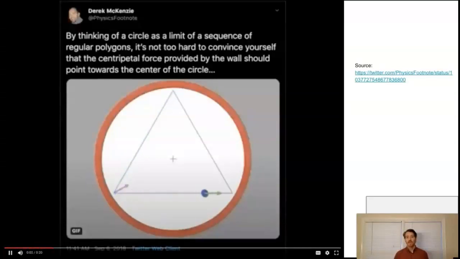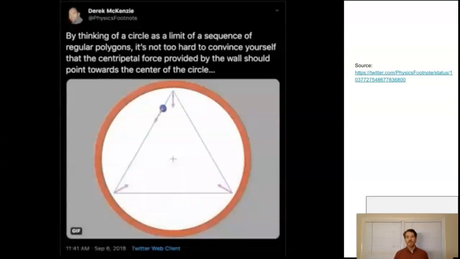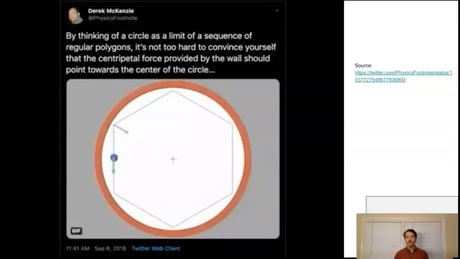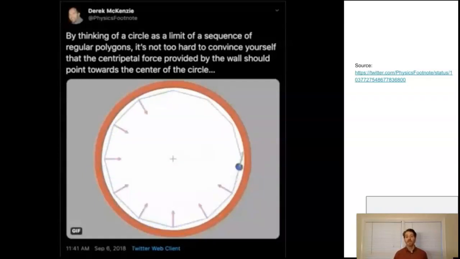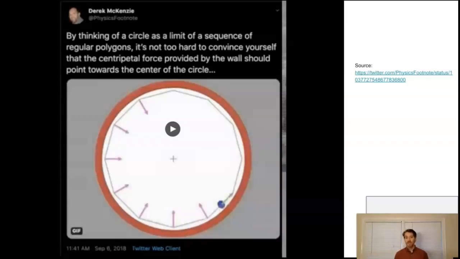I do want to share with you this GIF from this guy that I follow on Twitter. He put together this image to try to emphasize that the force that would be required to make this object travel in a circle really does have to be a series of perpendicular contacts with the ball. And when we say a series of perpendicular contacts, of course we mean as the limit between contacts approaches 0. So approximately a consistent, constant perpendicular force touching the ball to make it travel in a circle.